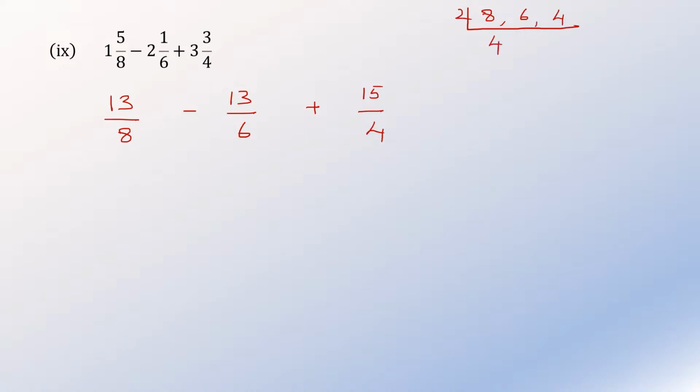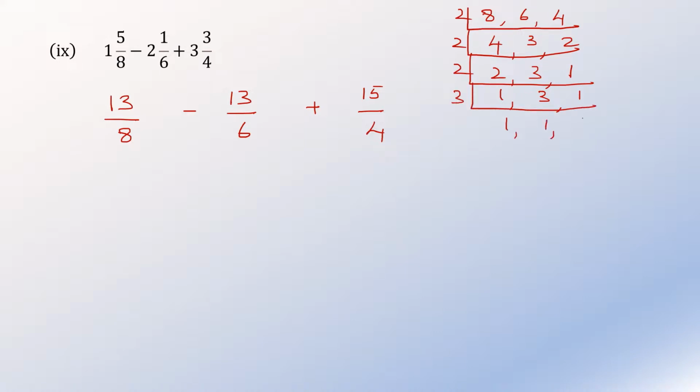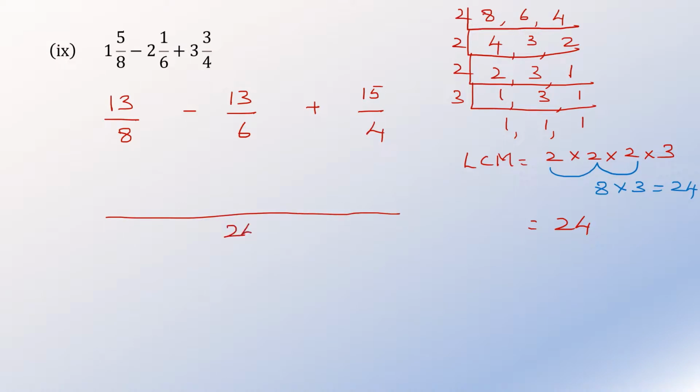2 4s are 8, 2 3s are 6, 2 2s are 4. Now 2 again, 2 2s are 4. We bring down 3, 2 1s are 2. 2 1s are 2. You bring down 3. Now 3 1s are 3, 1. Now LCM equals 2 into 2 into 2 into 3. So let's multiply. 2 2s are 4, 4 2s are 8. 8 3s are 24. So our LCM is 24. Let's use that as the common denominator, 24.